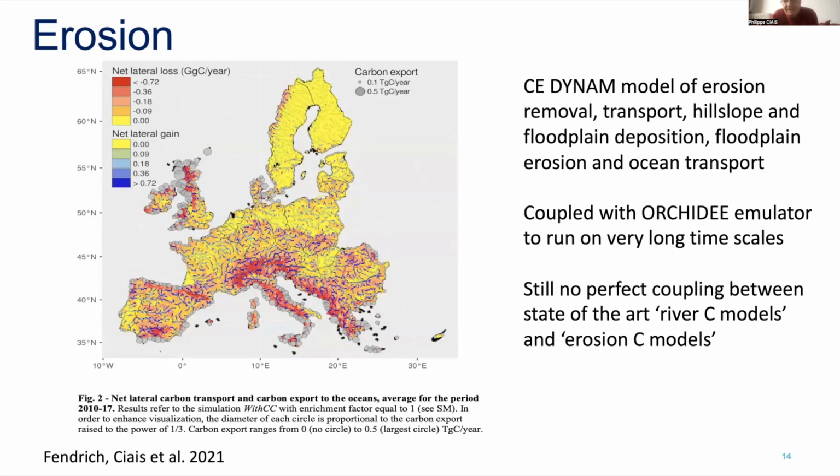The resolution is 10 kilometers. You see here a map of the hotspot of carbon removals in red, which corresponds to regions where you have a lot of cropland exposed, as well as slopes in the mountains of Europe. And the gray circles along the shores correspond to the particulate organic carbon, which is exported by this model to the ocean according to some routing scheme along the river channels.